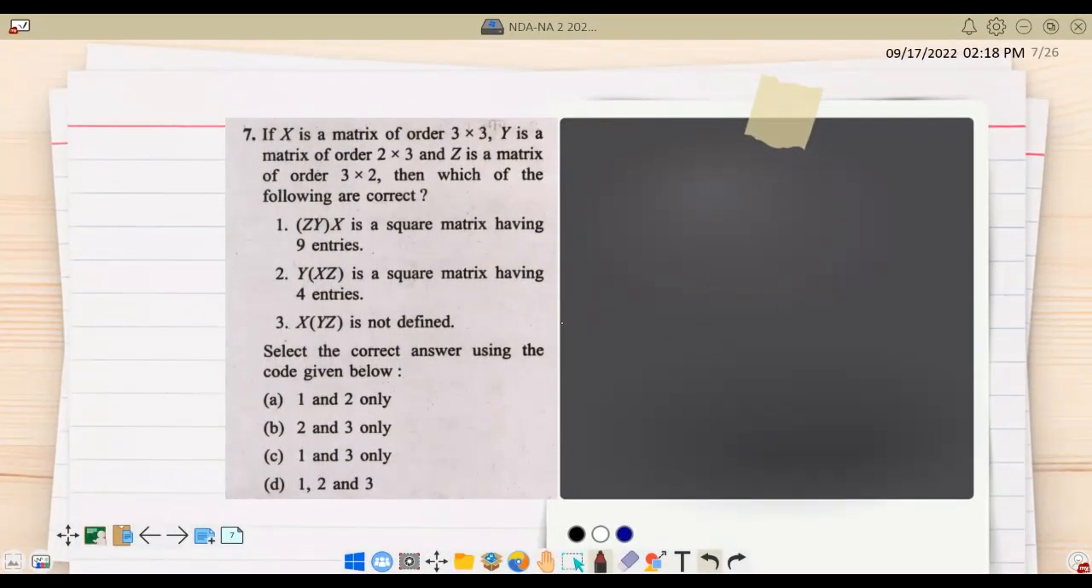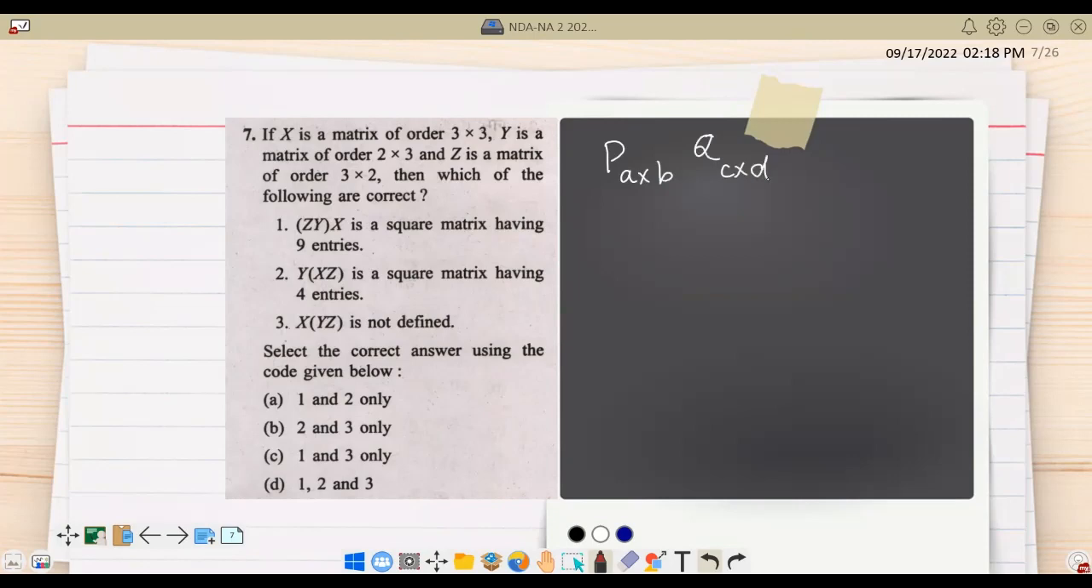In this question, they have asked about matrix multiplication. First, we need to know the condition for matrix multiplication. If we want to multiply two matrices, for example, P with the order of A cross B and Q with the order of C cross D.